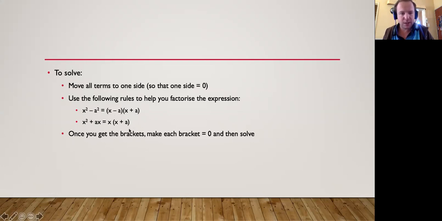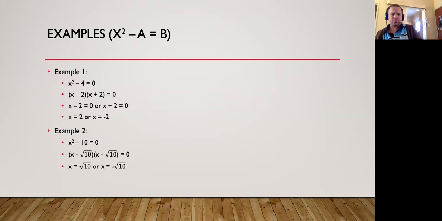So you're going to use these rules to transform your quadratic into its brackets. And then what happens is once you get your 2 brackets, you're going to make each one of these 2 brackets equal to 0 on their own. And then it becomes 2 linear equations which you then need to solve. All right, so let's go through some examples.